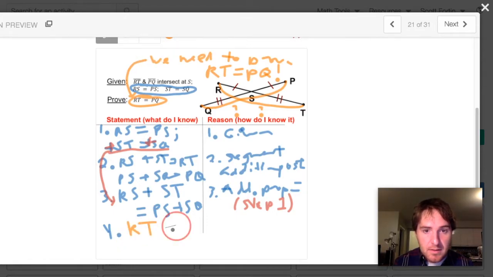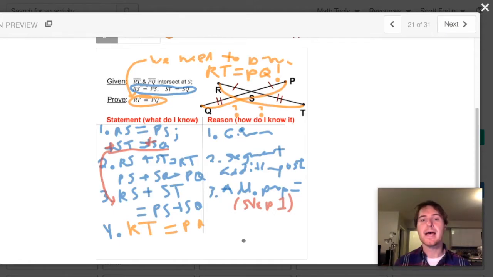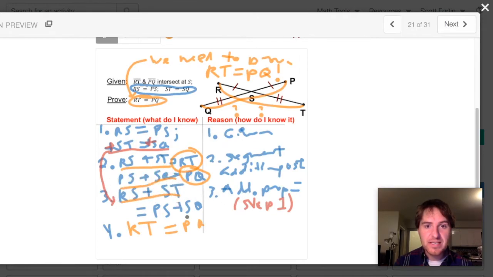RT equals PQ. Why am I allowed to say that right now at this point in time? Well, what do we know about RT? It equals RS plus ST. Where is RS plus ST? It's right there. It's an expression, the left side of this equal sign. And what do we know about PQ? Oh, it equals what appears on the other side of this equals right here.